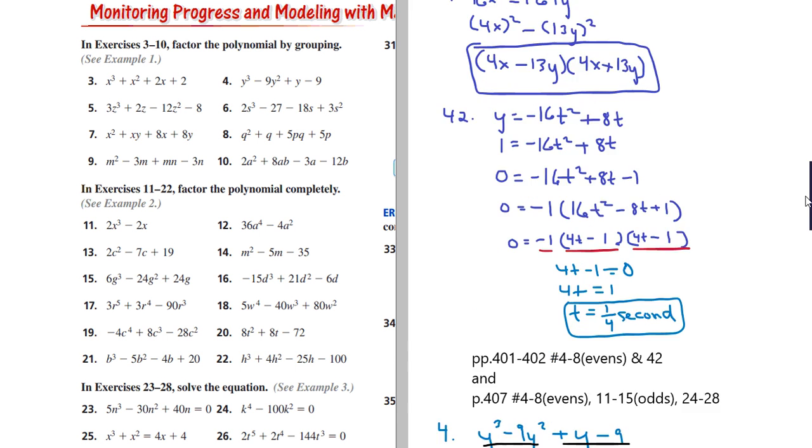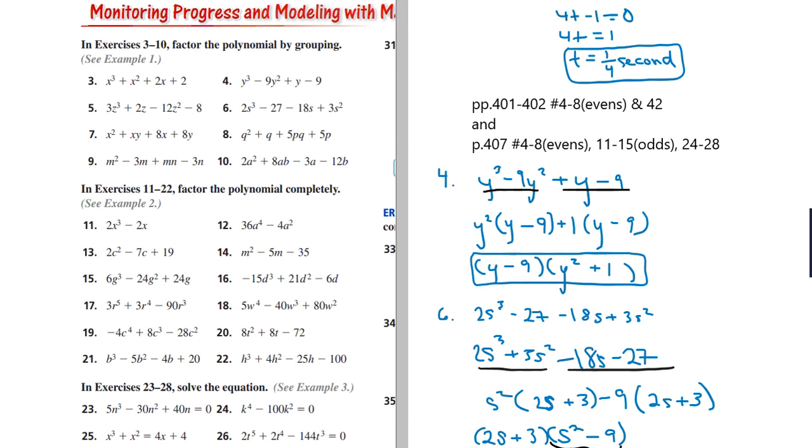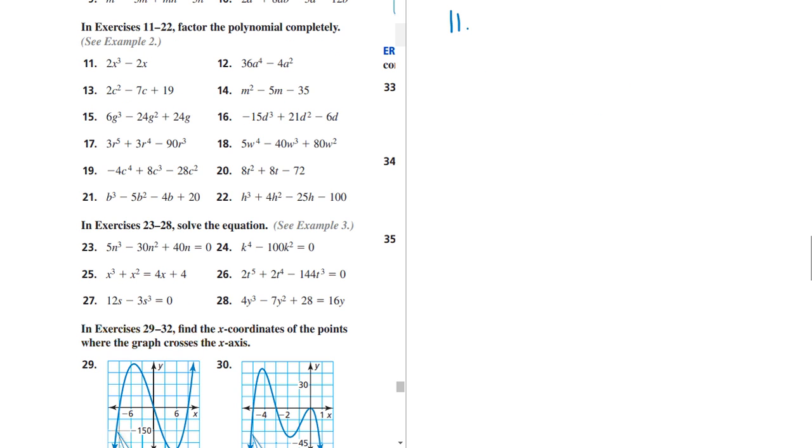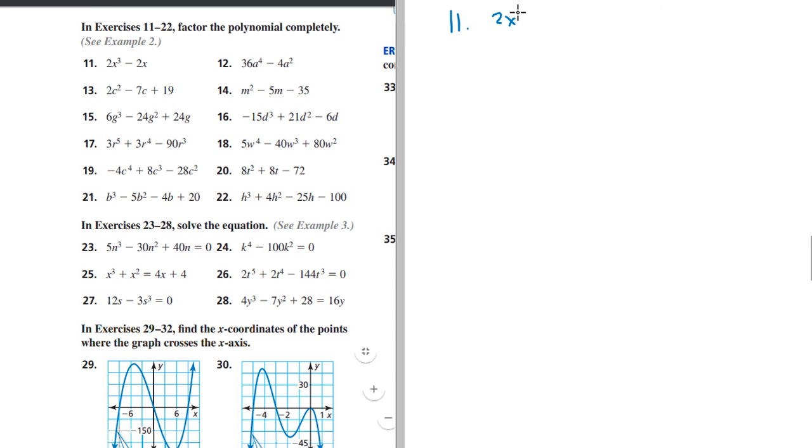All right, for the next little section of questions here, we have to go to 11 through 15 odds. So on number 11, we have 2x cubed minus 2x. And the directions say factor completely, but again, we always want to factor completely. So let's try to factor this.